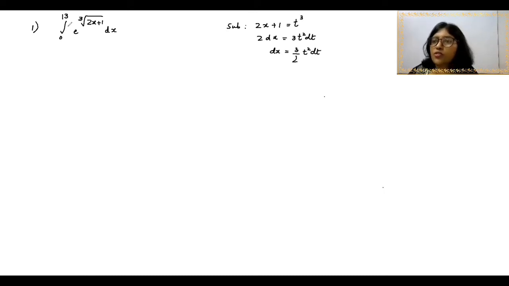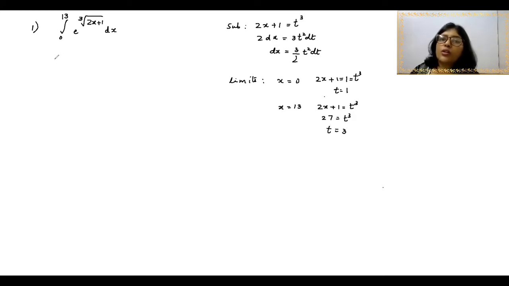Also, because it is a definite integration, let us find the limits. When x is equal to 0, then 2x plus 1 will be 2 into 0 plus 1, that is 1. That's the value of t cube, so t is going to be 1, cube root of 1. When x is 13, 2x plus 1 is 27. Taking cube root of 27, t is 3.